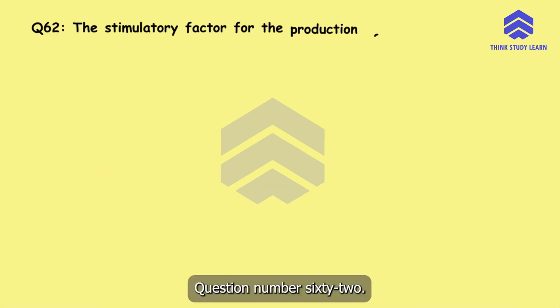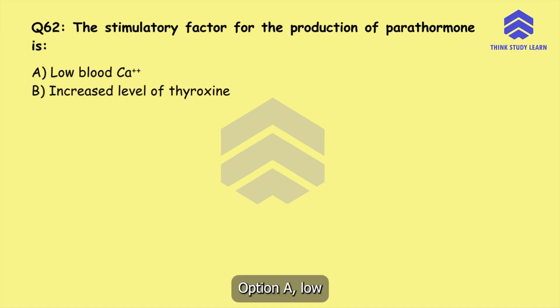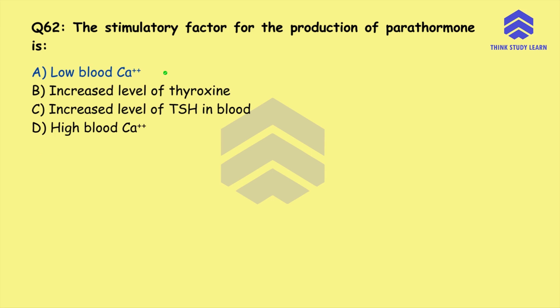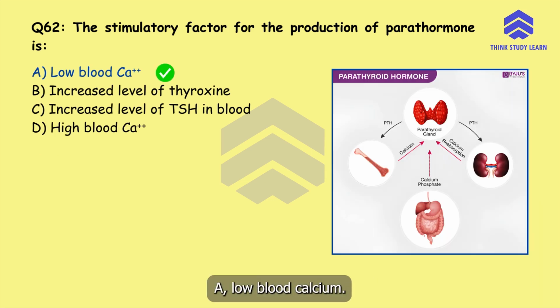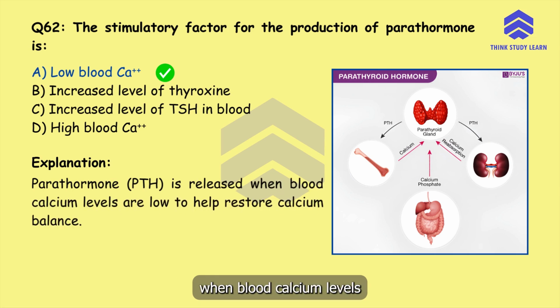Question number 62. The stimulatory factor for the production of parathormone is option A, low blood calcium, option B, increased level of thyroxine, option C, increased level of TSH in blood, or option D, high blood calcium. The correct answer is option A, low blood calcium. Parathormone, PTH, is released when blood calcium levels are low to help restore calcium balance.